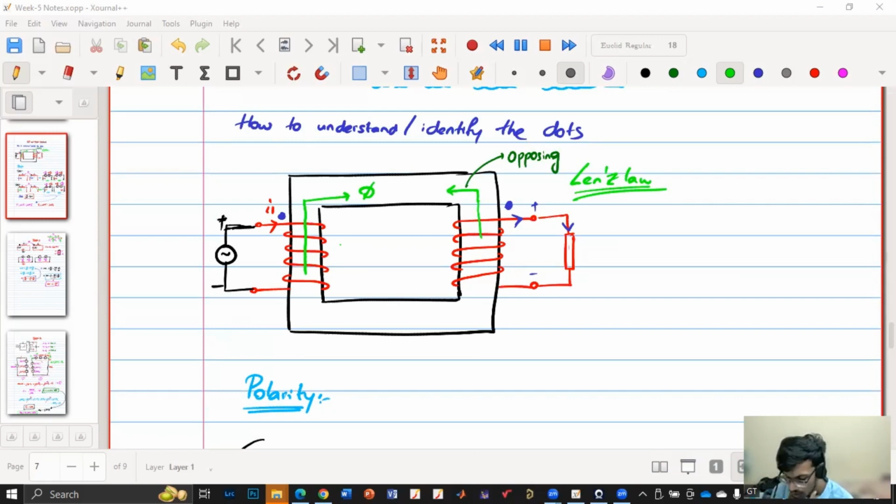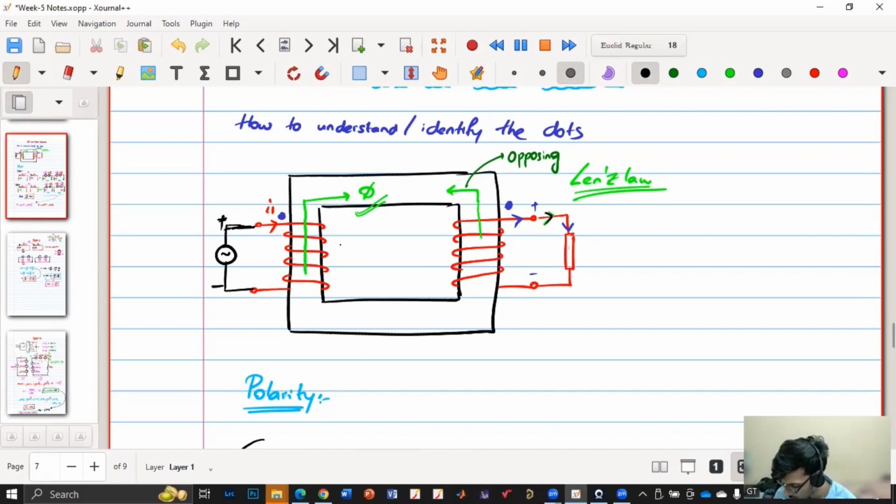Here, if it is given how the wire is wound, then we can get the dot, because from Lenz's law, the voltage polarity should be in a way that it opposes, right? We have considered I1 in this direction, so the flux will be from bottom to top. So if this flux is in this way, then the polarity here should be such that it should oppose. Say there is a load, and if this is plus and this is minus, current will be flowing in this direction.